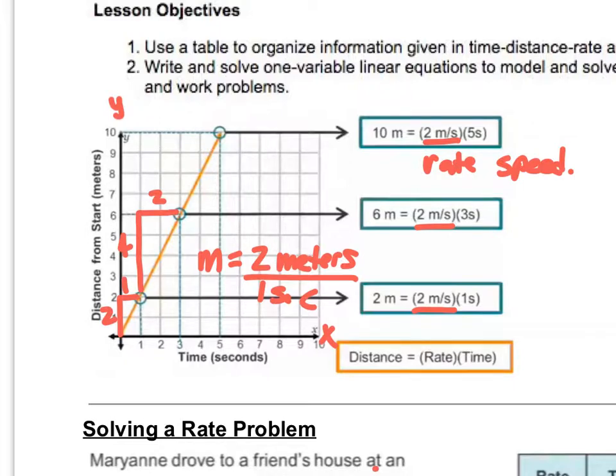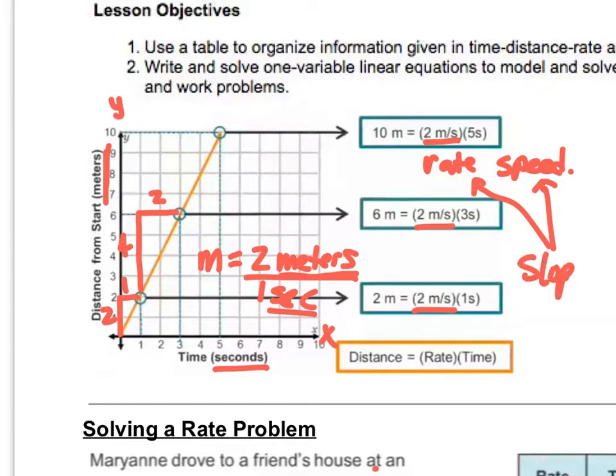And think about how I get that. When I look at my y-axis, that's a measure of meters. The change in y is meters divided by your time, which is in seconds, and that gives you your speed. So your slope is the same thing as your rate, which is the same thing as your speed.